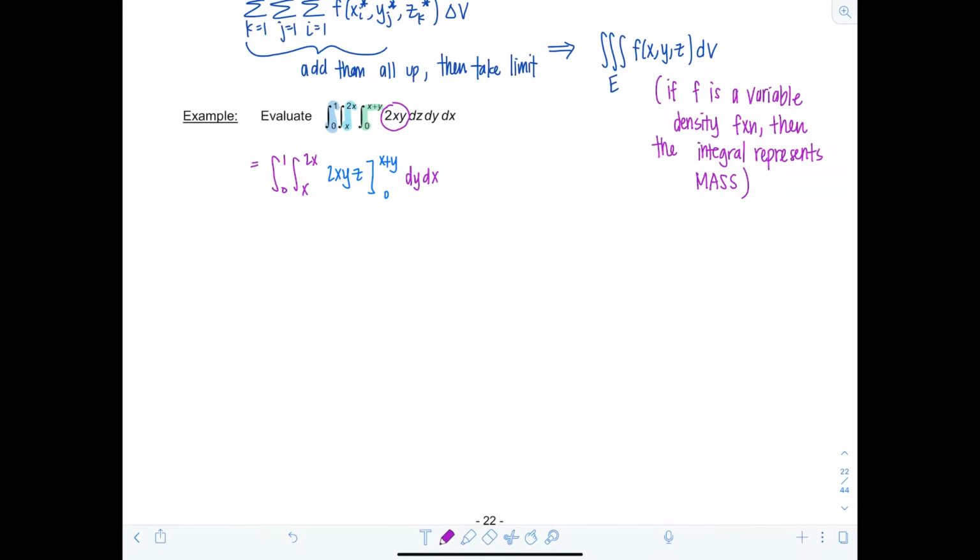All right, now those limits get plugged in for z, because that's what I anti-differentiated with respect to right now. So we're going to have integrals 0 to 1, x to 2x, 2xy times, and substituting in the limits for z, I'm going to have x plus y minus 0 dy dx. All right, not too bad. Now let's just distribute across this 2xy. So we'll have integral 0 to 1, x to 2x, and then we have now 2x squared y plus 2xy squared dy dx.